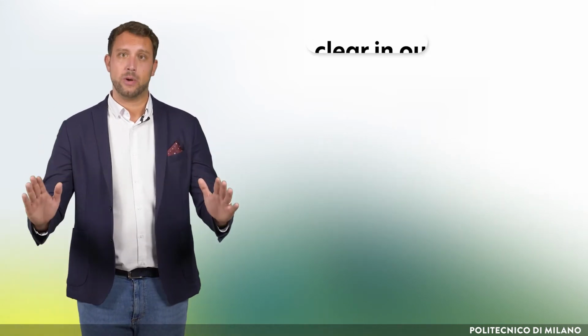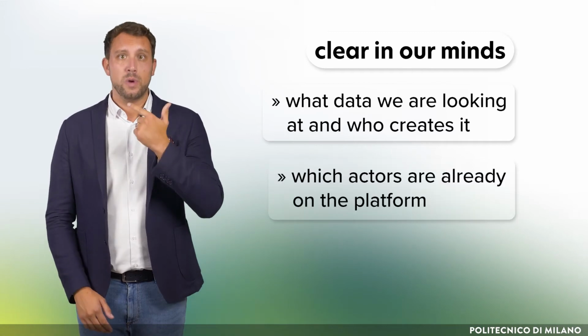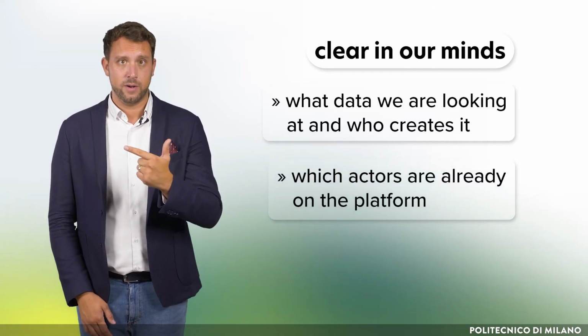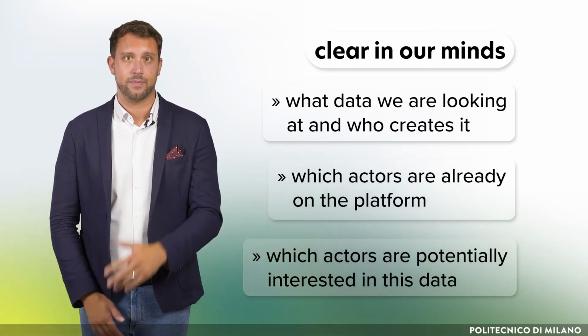Obviously, this list is not exhaustive, but it allows us to see how, at this stage, we need to open up the opportunity set as much as possible. We are in the last divergent step of the process. At this point, we should be clear in our minds what data we are looking at and who creates it, which actors are already on the platform, which actors are potentially interested in this data.